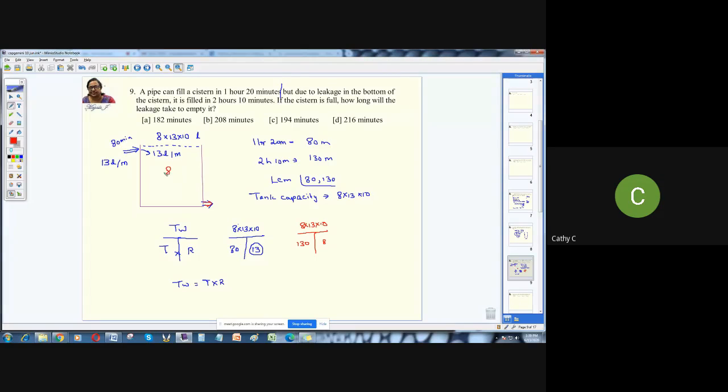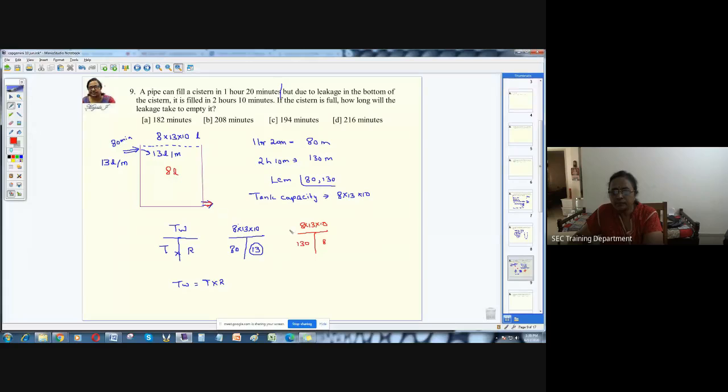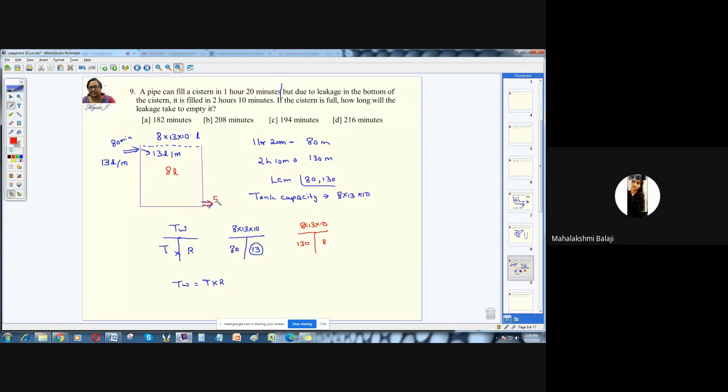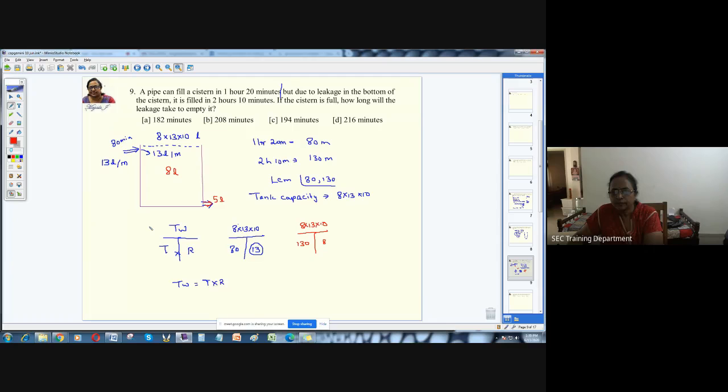Why 8 liters? That is what is given. Irrespective of these pipes, what is given is the tank gets filled in 130 minutes. That means every 1 minute it is going to fill 8 liters. Though what you are getting inside is 13 liters, because of the leakage, it is going to hold only 8 liters. So where is the other 5 liters gone? Through the discharge. Leakage. Is that clear?